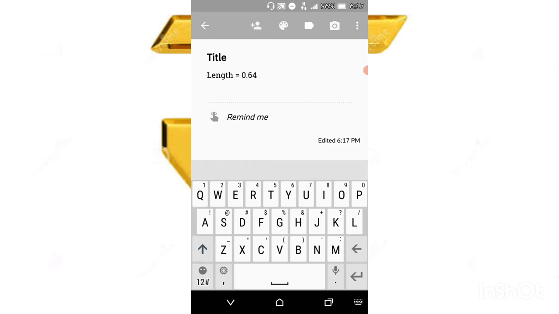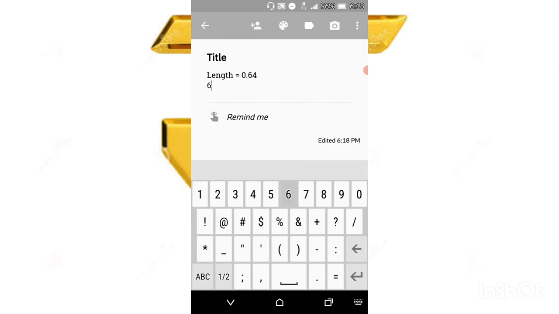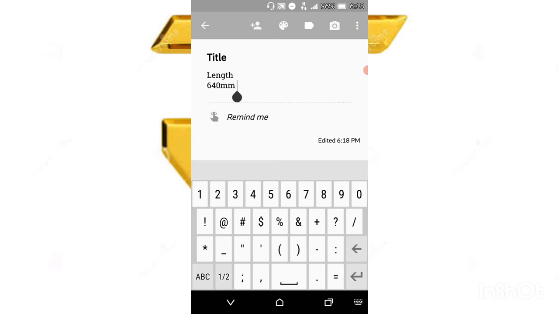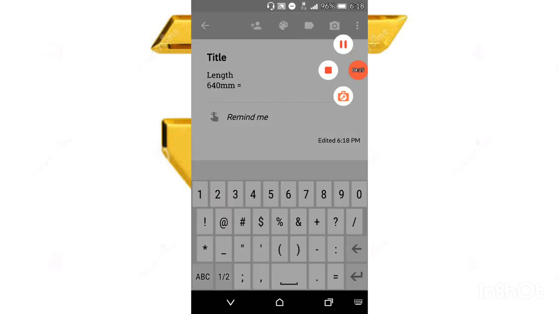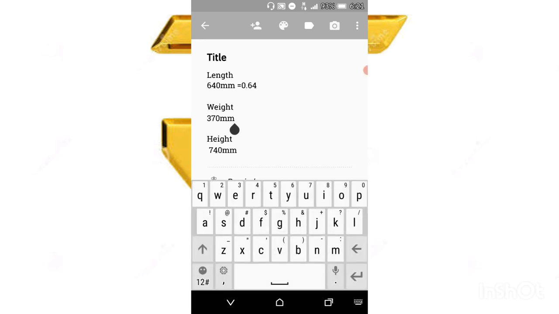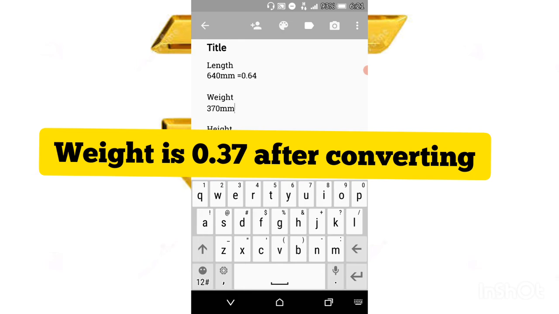Remember, we converted it. It was 640 millimeter. So remember, I've already calculated the length. The length on Google is 0.64, and I will still go back to calculate my width, and I will still go back to calculate my height too.